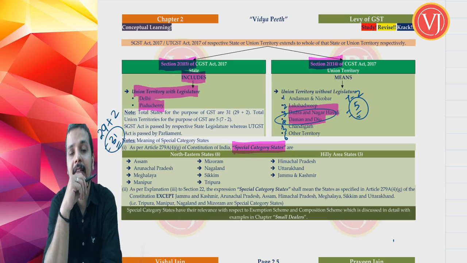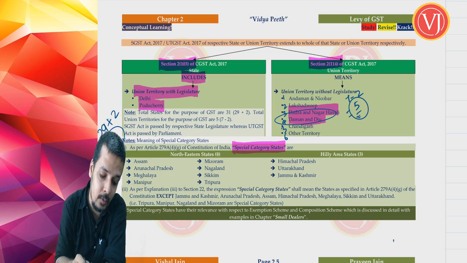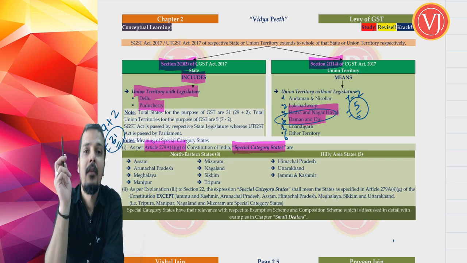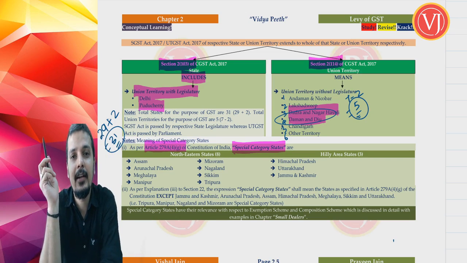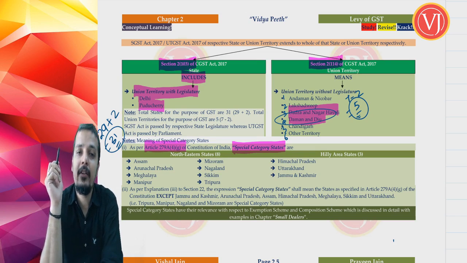Now, what are special category states? See, special category states is not specifically defined under the GST Act. It is taken from your Constitution. Article 279A 4G defines special category states, and there are in total 11 special category states.